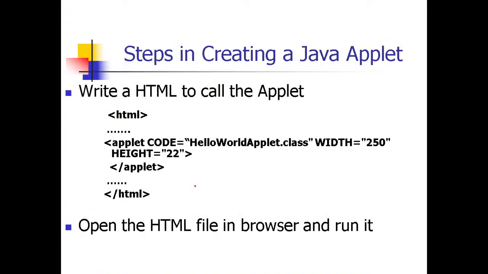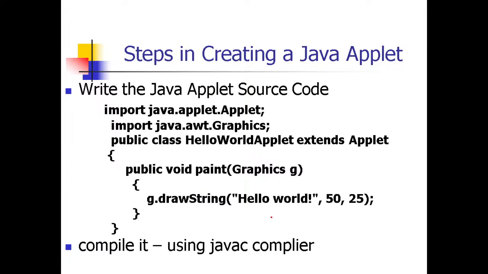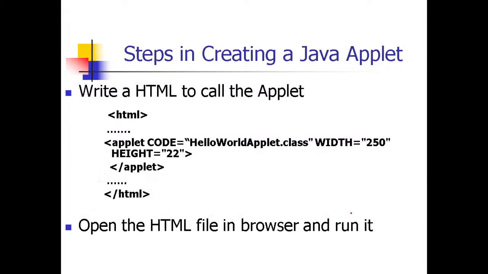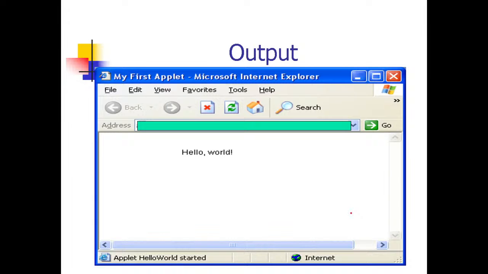So whatever we had written, this is my hello world 50,25. So I will get an output like this, in which hello world will be written at the 50,25 coordinates. So this hello world comes onto the coordinates of 50 and 25.